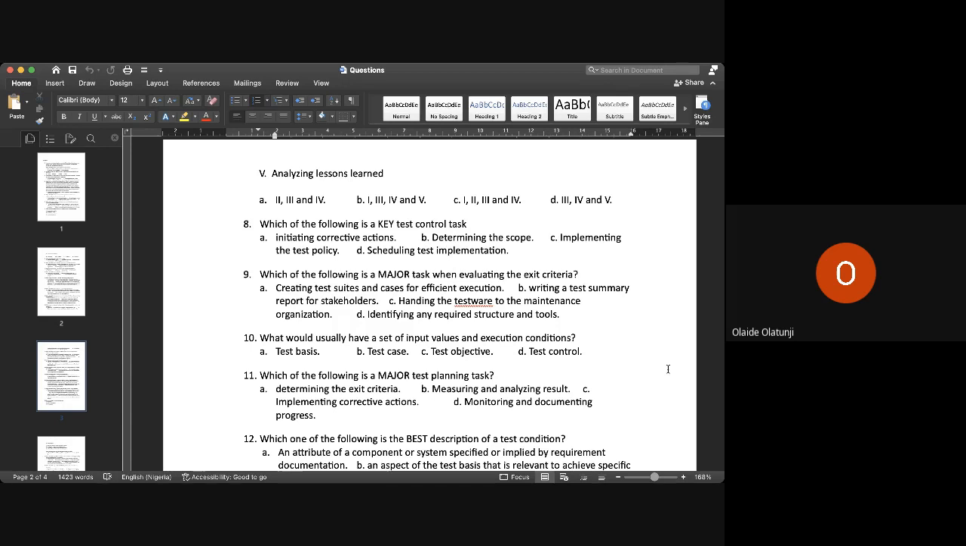So next one, what would usually have a set of input values and execution conditions? What did you pick? Test case. Yeah. Next one, which of the following is a major test planning task? Did you pick? I think I picked today.